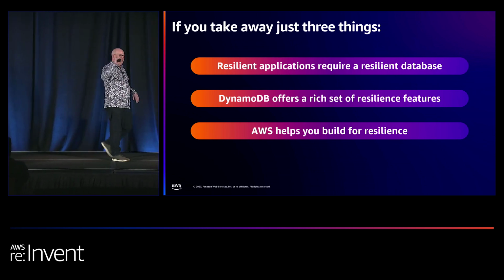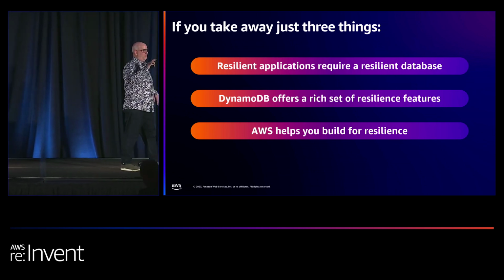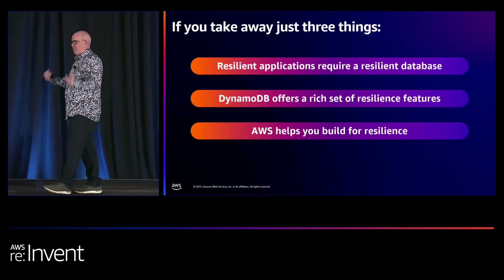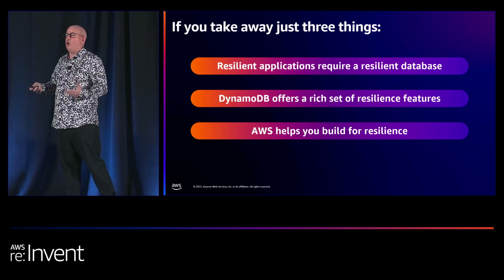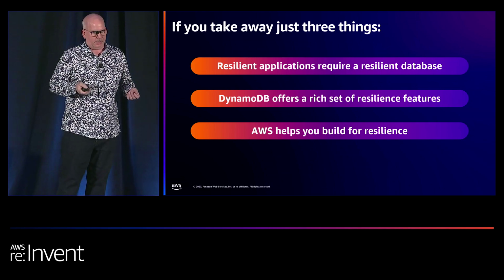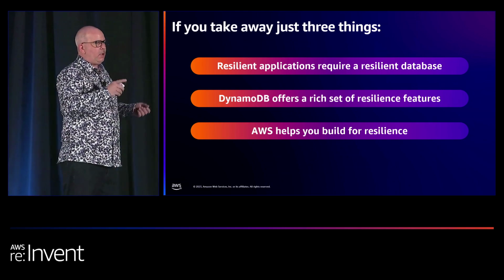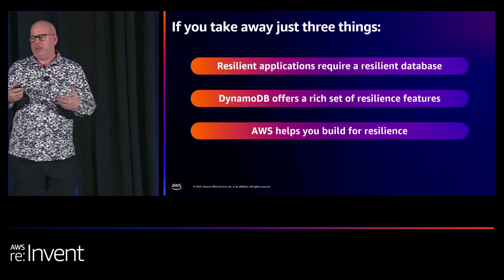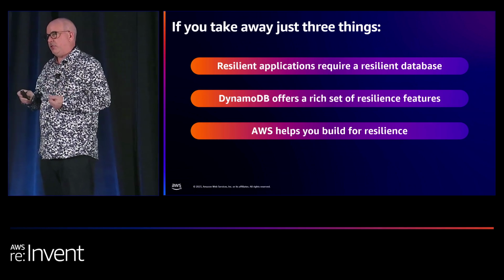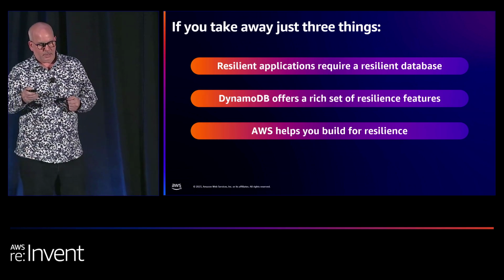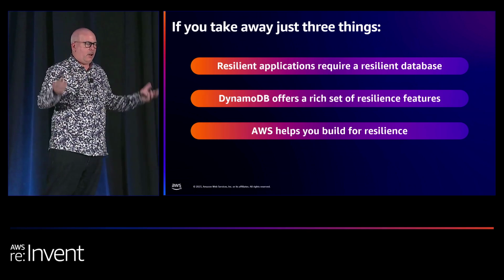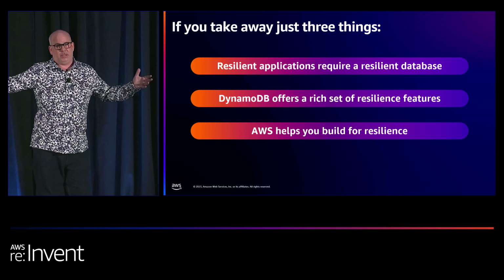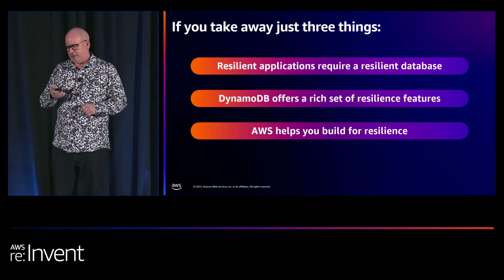So if you take 3 things today away from our discussion, they should be these: that you can't build a resilient application unless you also have a resilient database, and that DynamoDB offers you a very rich set of resilience features to allow you to build applications to whatever level of resilience you need. And finally, AWS underpins DynamoDB to help you build for resilience for your entire application and not just for Dynamo.